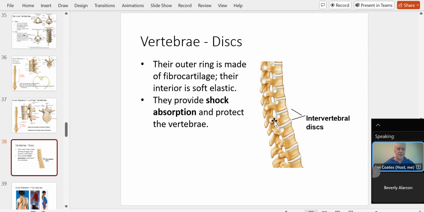These vertebral discs there, that's fibrocartilage, okay. Their interior is soft and elastic. It's all about shock absorption and protection, okay. So there's a nice little shot there of your vertebral discs.